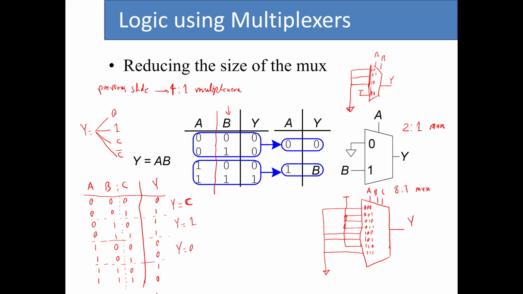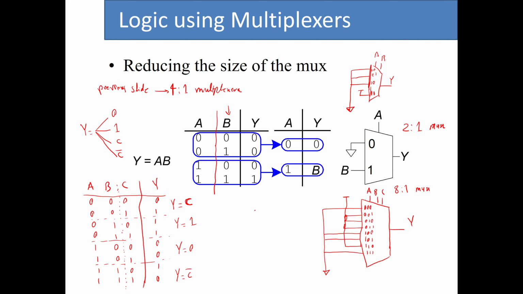And finally, for the last set of 2 rows, when C is 0, Y is 1. When C is 1, Y is 0. So as you can see, Y equals the complement of C. So now we have figured out the relationship between the output and the least significant input.